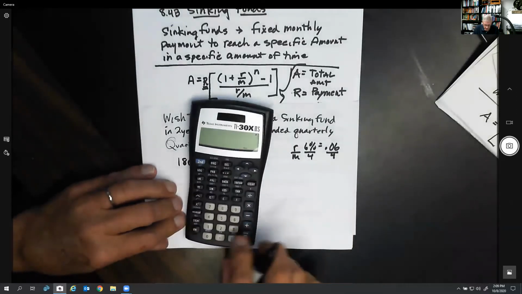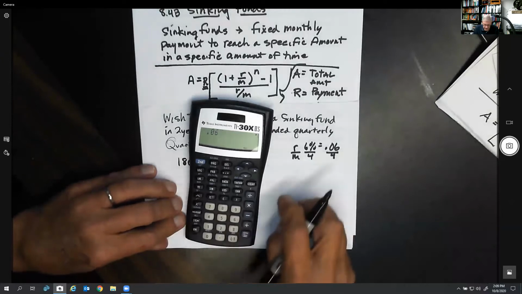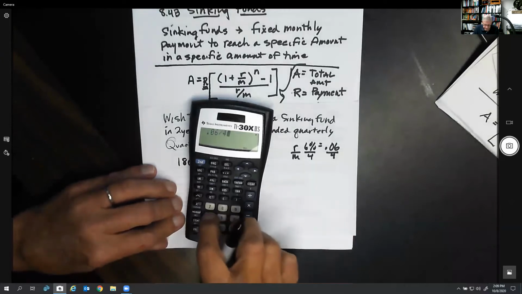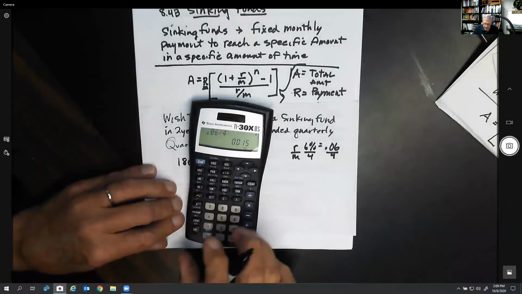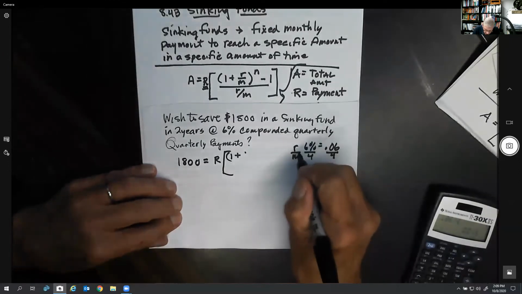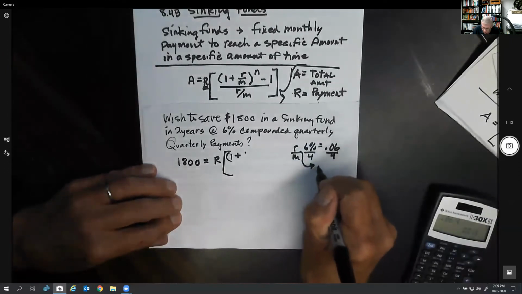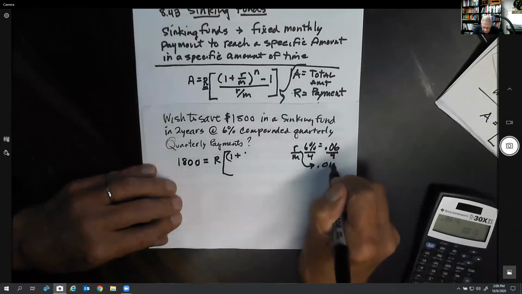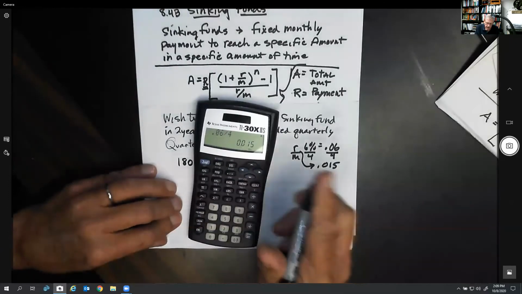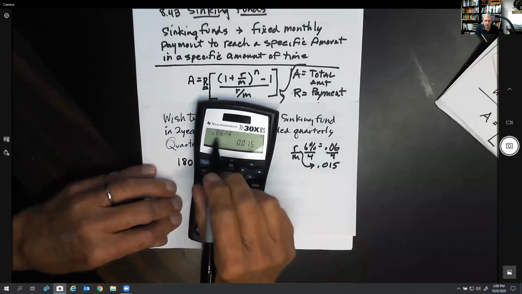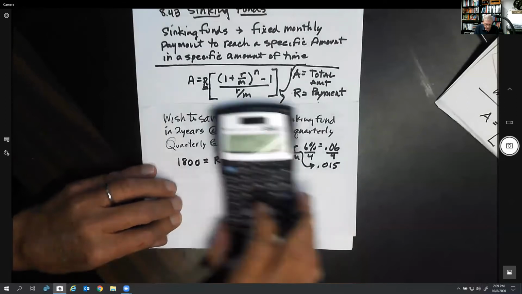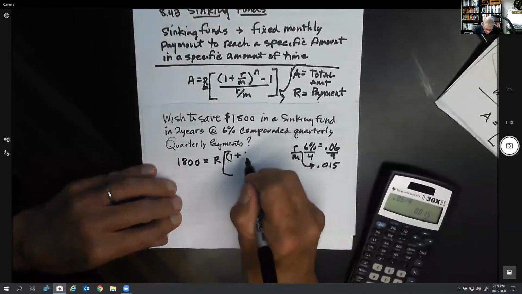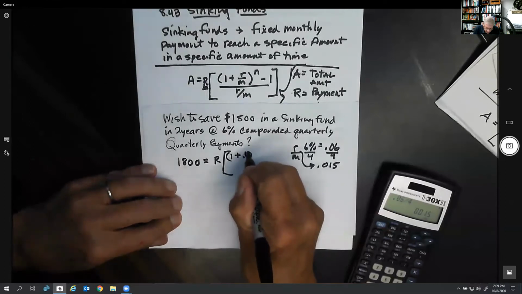Let's turn this on. Clear this out. 0.06 divided by 4 is 0.015. So that's what r over m is going to be, 0.015. How did I get that? Not 6 divided by 4, 0.06 divided by 4. So we're going to write that down right here, 0.015.